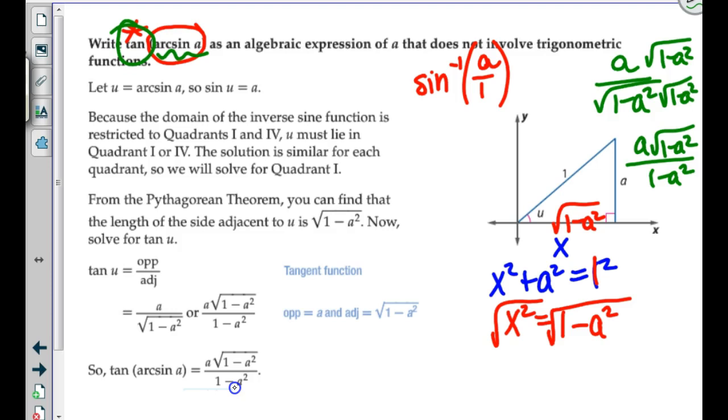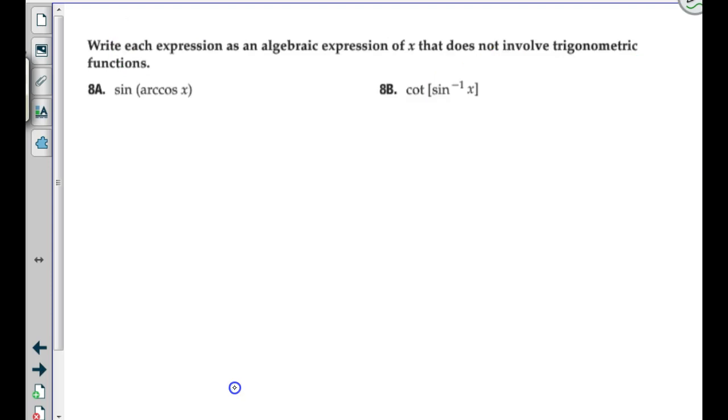But you have some like this on the homework and one on the quiz. And it might not be exactly like that. It depends how it's set up. So let's try some of these. Do you have these two?